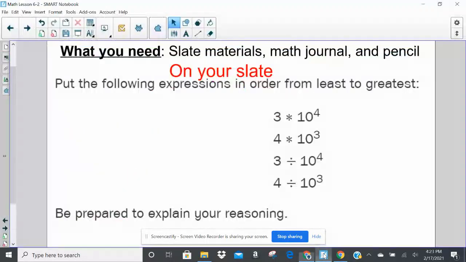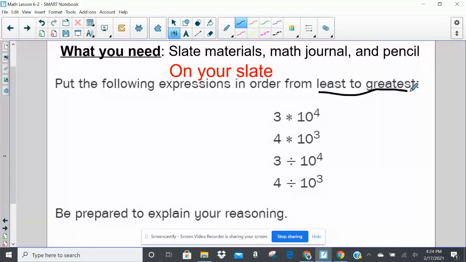Now let's go ahead and begin our lesson today. So given the page here, this can be on a piece of paper or if you have a slate at home, I want you to write these number expressions here in these number sentences from least to greatest. Where would they fall from least to greatest? You may have to solve each one to help you figure that out. Go ahead and try that on your own.